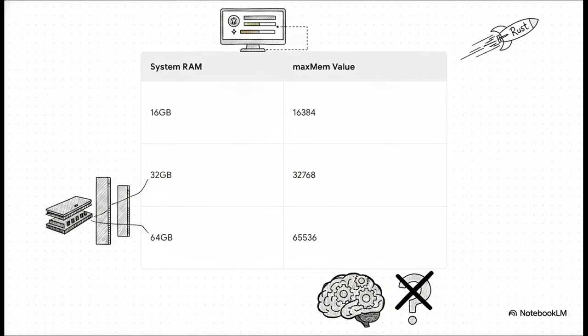If you're still rocking 16 gigabytes, you're going to use 16384. If you have 32 gigabytes, like a lot of modern setups do these days, use 32768. And for the heavy hitters out there with 64 gigabytes, your magic number is 65536.